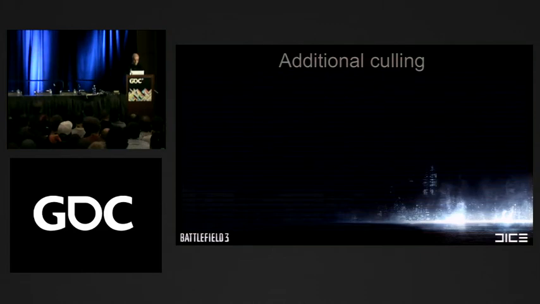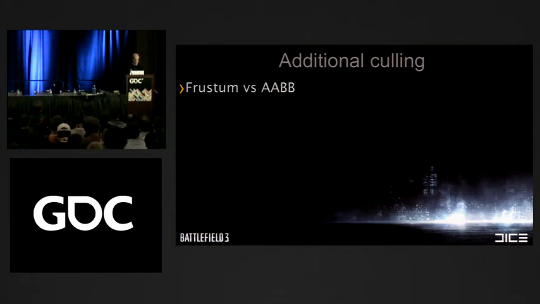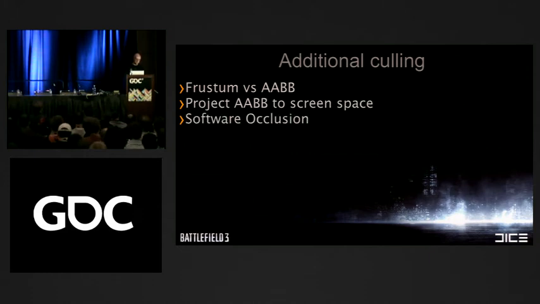So, moving on. Except for the new culling system that we implemented, we're also doing some additional culling. We are not just doing the frustum versus sphere test, we're doing some more stuff as well. First thing is we do frustum versus axis aligned bounding box. Then we also project the axis aligned bounding box to screen space. And then we have our software occlusion, which I will detail a bit more.